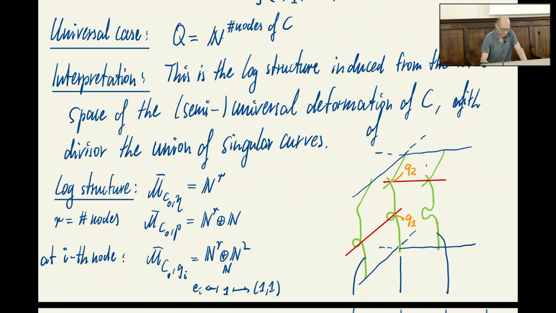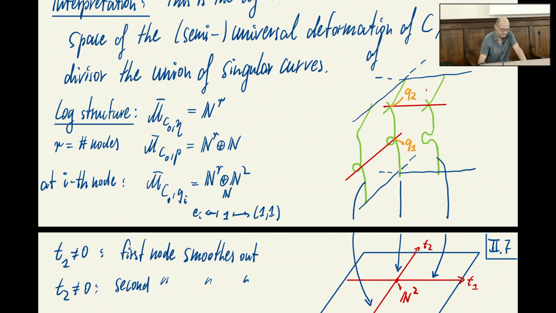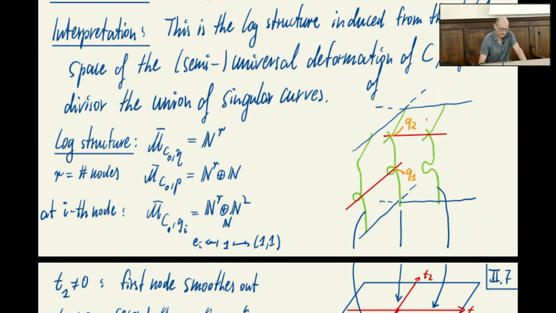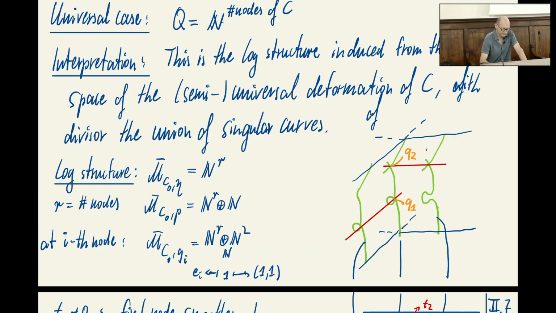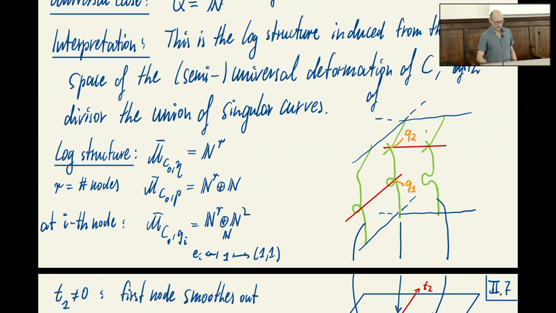Okay? So this is what I try to draw here, no, let me first say this. So the interpretation is that if you look at the semi-universal deformation of your curve, you have a smooth space, smooth total space, smooth base, with normal crossings divisors. You have a normal crossings divisor on the base, and the pre-image is also a normal crossings divisor. So that's, again, a log-smooth morphism of log pairs. And the induced log structure you can restrict to the central fiber, and that's what this universal thing is.